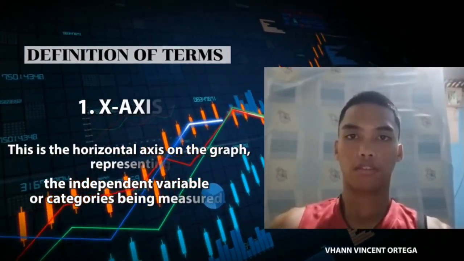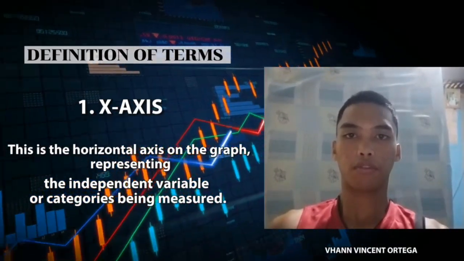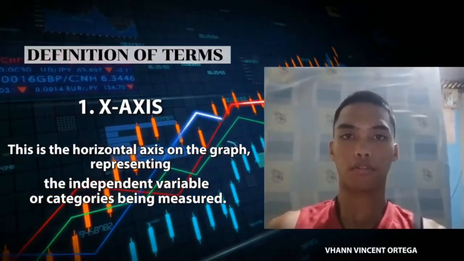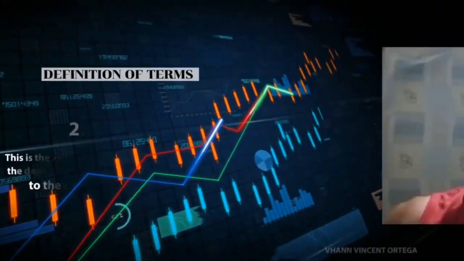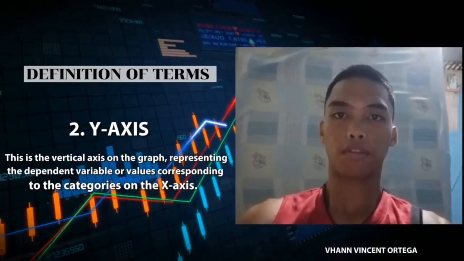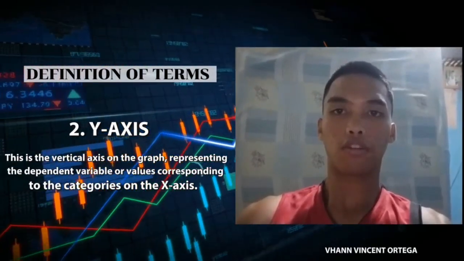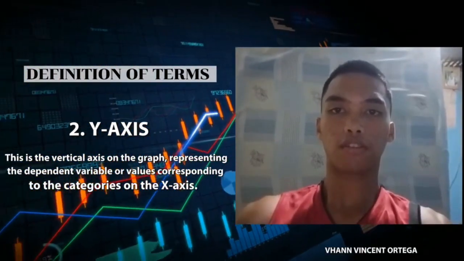X-axis. This is the horizontal axis on the graph representing the independent variable or categories being measured. Y-axis. This is the vertical axis on the graph representing the dependent variable or values corresponding to the categories on the x-axis.